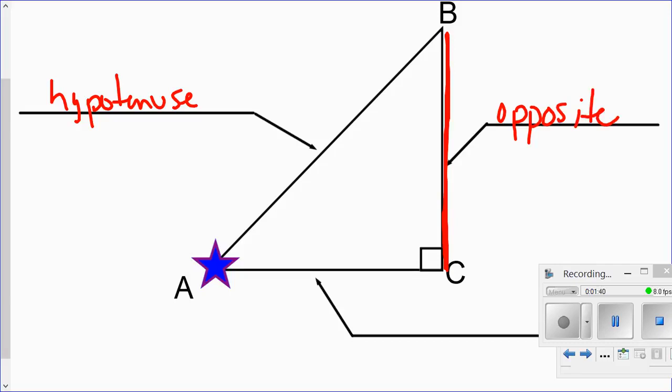And the other side that we have left, segment AC, is right beside angle A. Beside, or we learned the term adjacent earlier in the semester. So segment AC is the adjacent side. Now again, both of those depend upon which angle we're referring to. So they'll change if I'm referring to angle B rather than angle A.